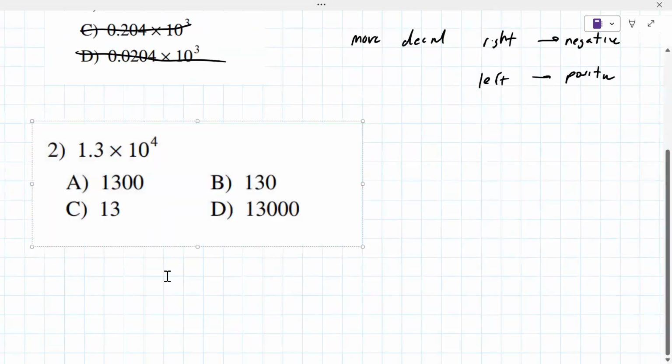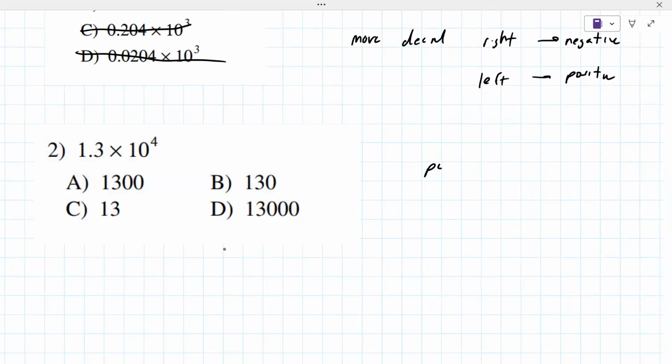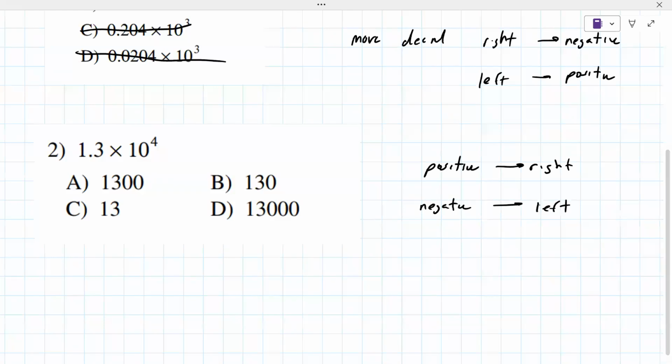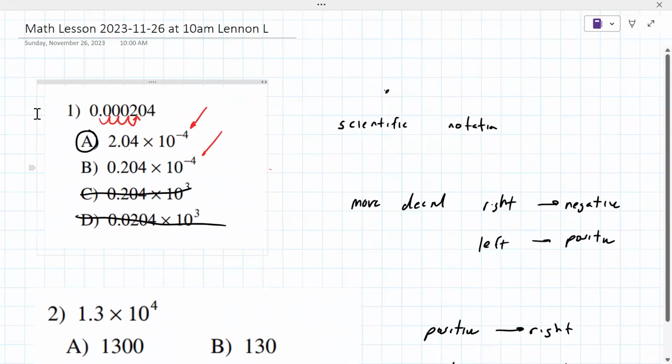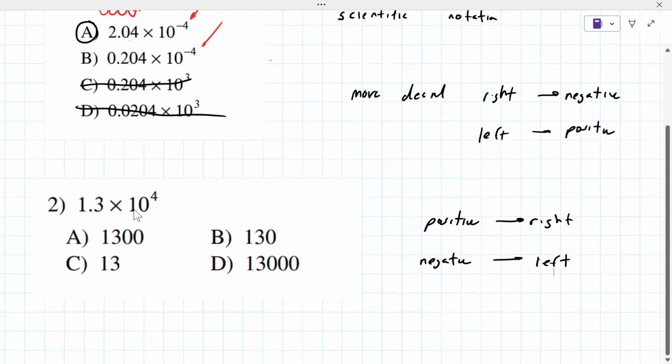We can go the other direction here, where when the exponent is positive, that's when it's in scientific notation, you move the decimal right. When it's negative, you move the decimal left. Notice this is backwards of what we were doing before. So it depends on whether the number is in what's called standard form or scientific notation form.